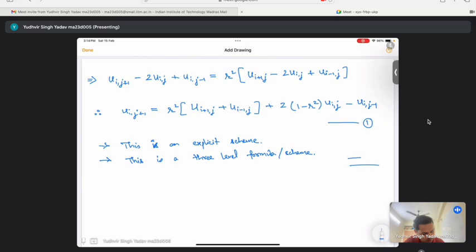Like if we see in the grid form, say this point is j minus 1, this is j, and this is j plus 1. So we are using three time steps at a single time in order to arrive at a final solution.